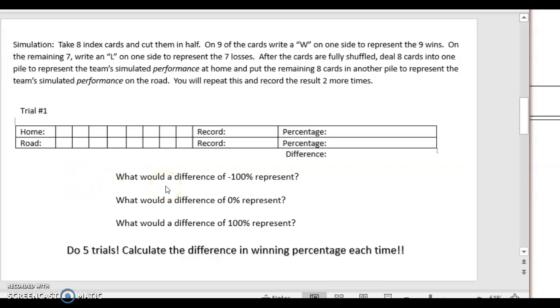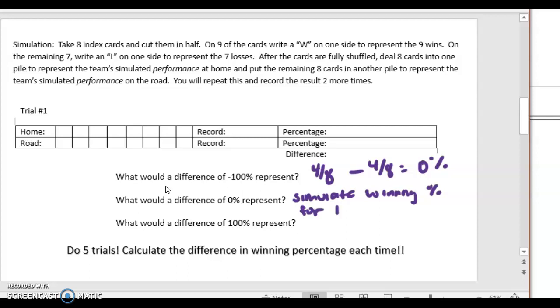Okay, so just kind of a couple things to think of. If I get that they win 4 out of 8 games at home and 4 out of 8 games on the road, when I calculate the difference in performance, I'm going to get a 0%. So a 0% would mean that they won the same percentage. We had the same simulated winning percentage for both home and away.